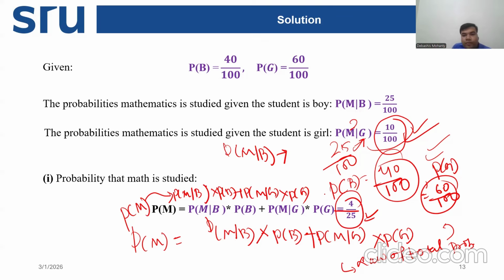The probability of M by B is 0.25, the probability of B is 0.4, the probability of M by G is 0.1, and the probability of G is 0.6. Applying those values, we get 4 by 25. Okay, students, so the first question we already solved using the law of total probability.